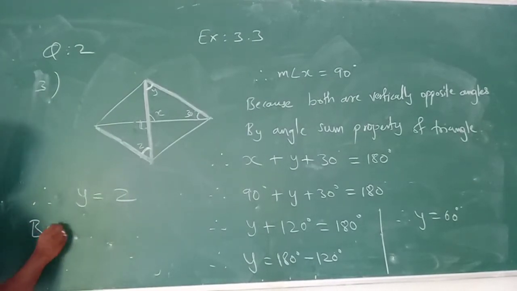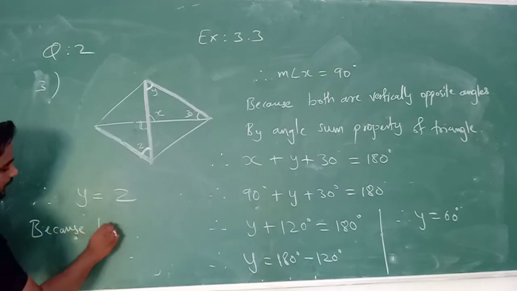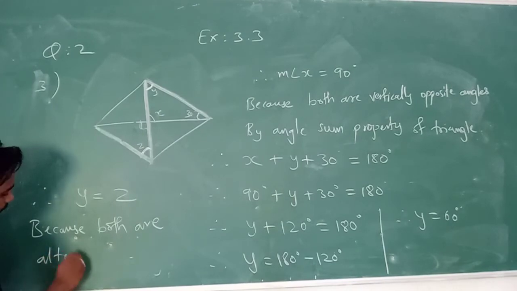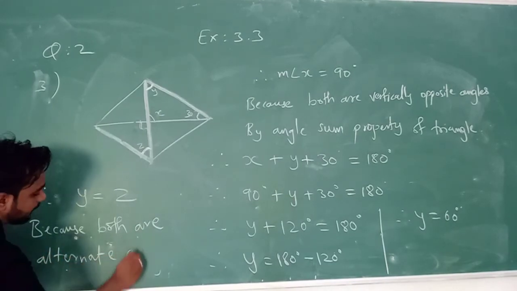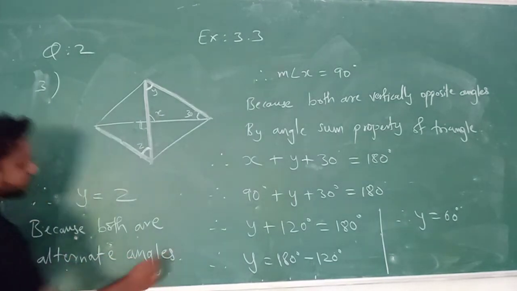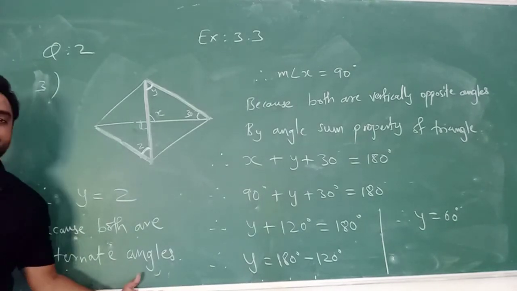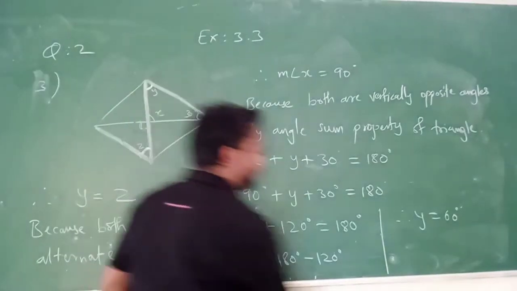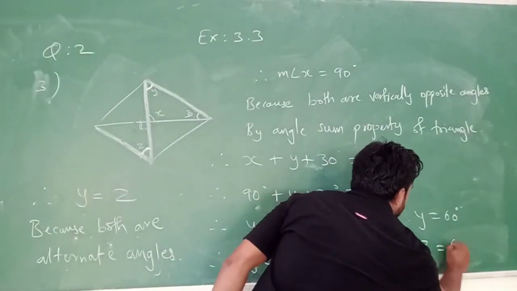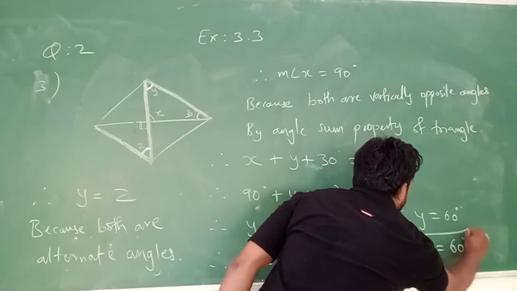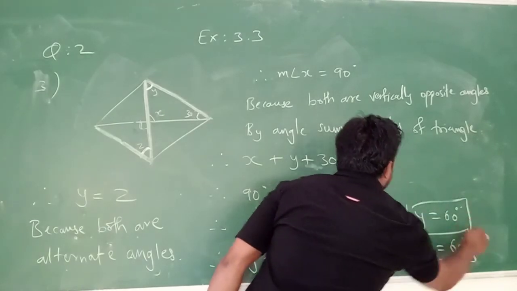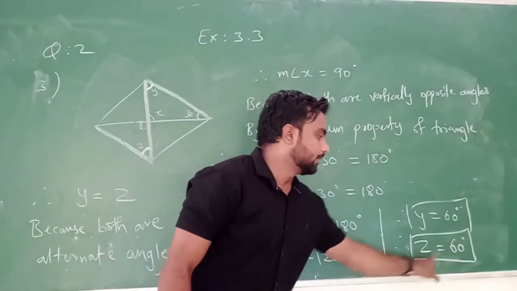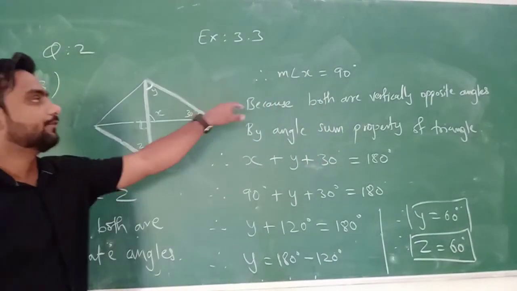Why? Because both are alternate angles. Both are which one? Alternate angles. दोनों ही alternate angle हैं, तो y की जो value होगी वही z की value होगी. So z is also equal to how much? 60 degree. So here we are obtaining the value of y, that is 60 degree, the value of z is 60 degree, and the value of x.